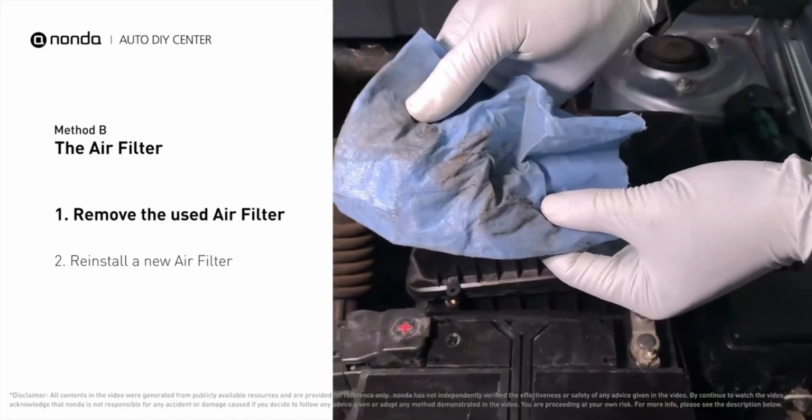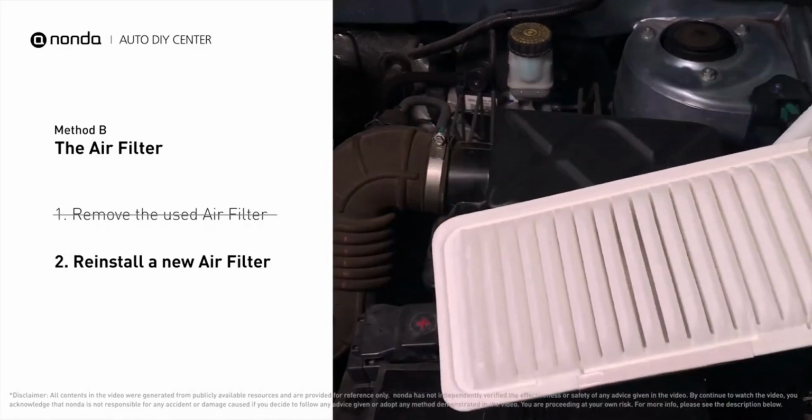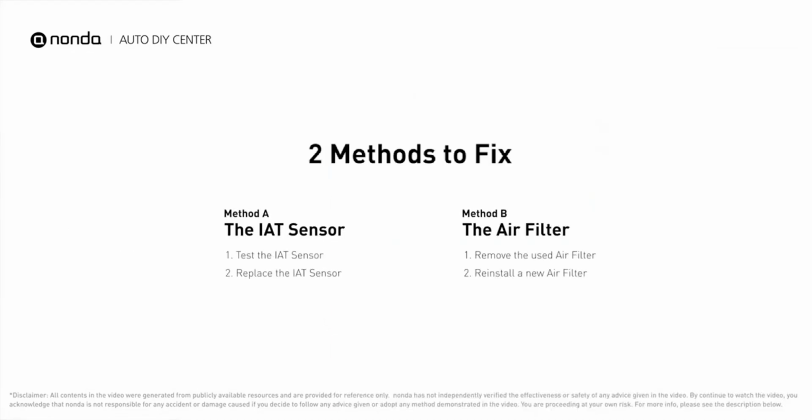Make sure the outer seal is seated properly before closing the cover. Close the cover and replace the clips and screws. So here are two of the most practical solutions to fix the P0110, 111, 112, 113, and 114 error codes.